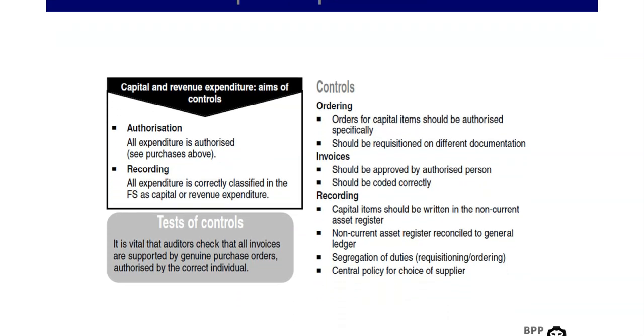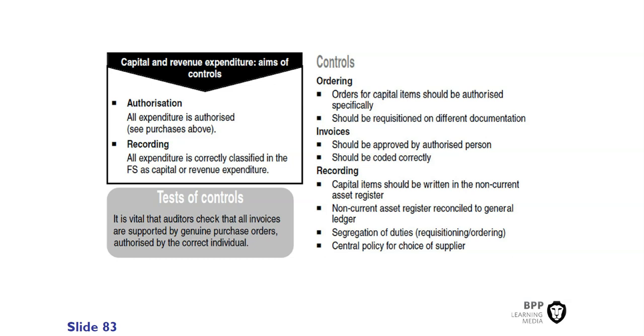And lastly is revenue and capital expenditure. So that's really important. Pick a sample of invoices and look for supporting purchase orders and goods received notes. And the auditor, in tests of controls, would look at additions in non-current assets in the year, look for supporting invoices and purchase orders to see whether the item was capital in nature or revenue.